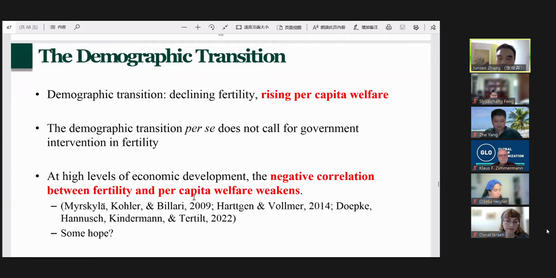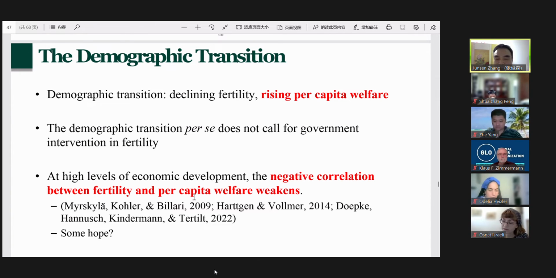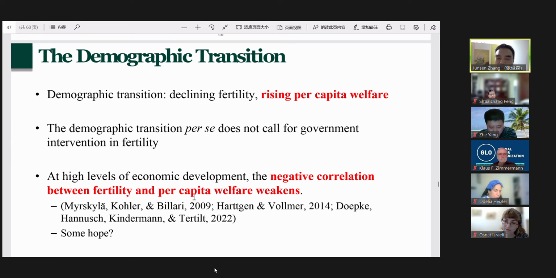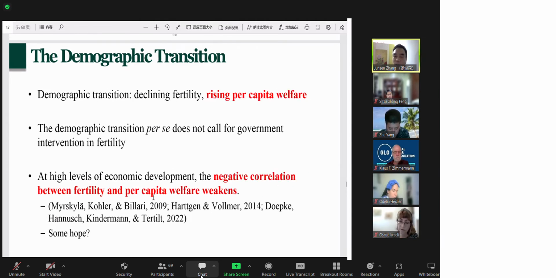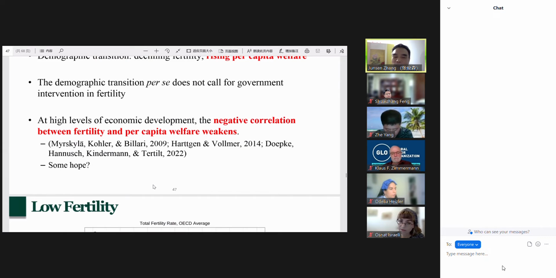Another true fact is that the negative correlation between fertility and economic development, if it always holds and always becomes stronger and stronger, then the fertility decline will be inevitable, right? But some recent studies show this relationship has been weakening. So that means we still have some hope. Maybe fertility will not go down further.